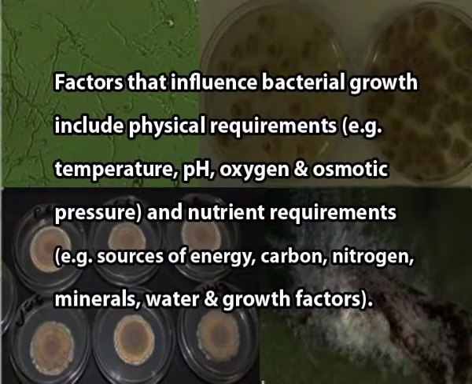Factors that influence bacterial growth include physical requirements, for example temperature, pH, oxygen, osmotic pressure, and nutrient requirements, for example source of energy, carbon, nitrogen, minerals, water, and growth factors. For example, growth of Bacillus thuringiensis is typically done at 30 degrees centigrade. Bacillus thuringiensis strains can use a carbohydrate source for growth, whereas other Bacillus species are unable to metabolize carbohydrates and require a proteinaceous growth medium.